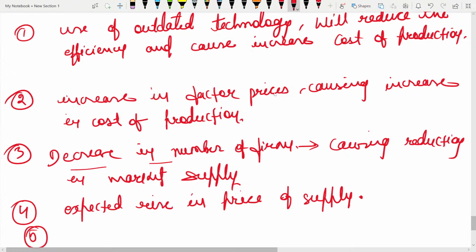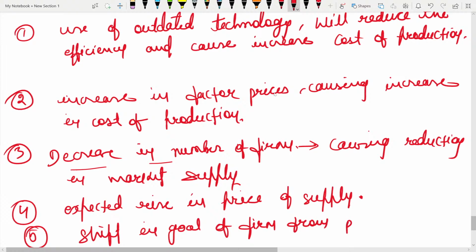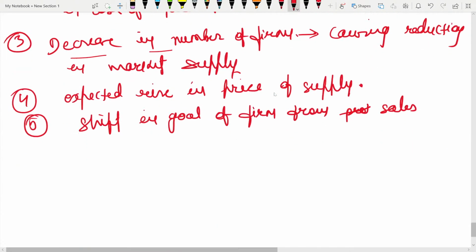Fifth, shift in goal of the firm from sales maximization to profit maximization.